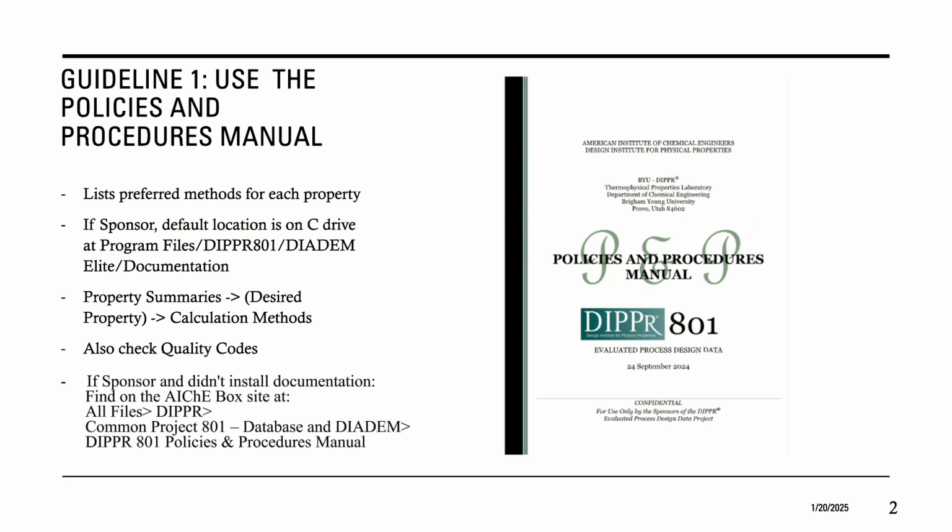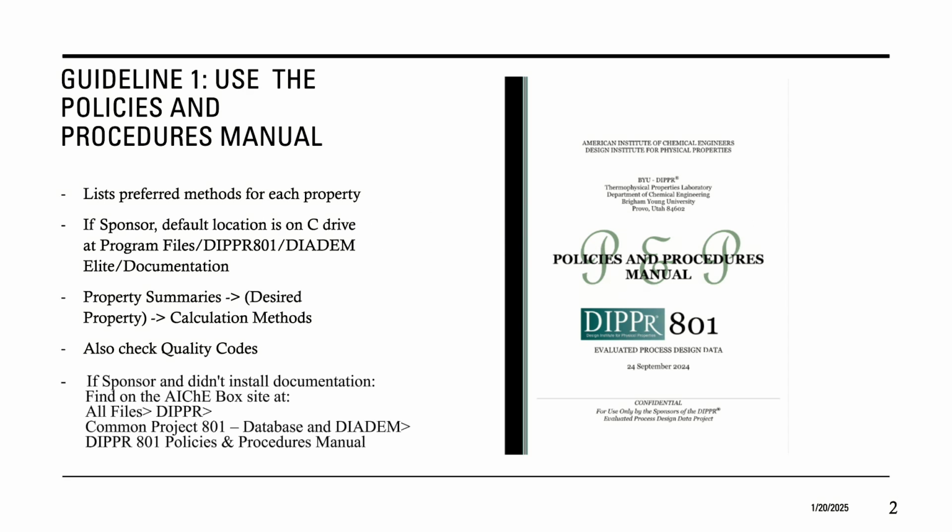starting point for predictions. If you are a sponsor, a copy of the Policies and Procedures Manual can be found in DIADEM's documentation, which is, by default, located on the C drive under Program Files, DIPR 801, DIADEM Elite Documentation. If you install DIADEM Elite somewhere other than this default location, look there for the file.